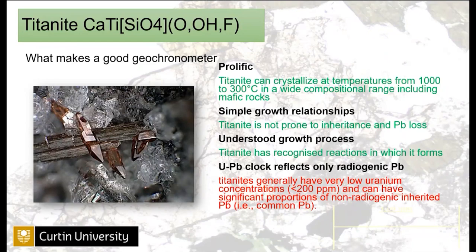Titanite also has quite well understood chemical reactions, and they fit quite nicely into work on pressure temperature space, so that's helpful. But this is the big problem. Titanites can have quite low uranium, and that creates challenges because it means the amount of radiogenic lead produced is quite small, and the ratio between the radiogenic and the common lead can be quite high. So we have to have a mechanism of addressing that.